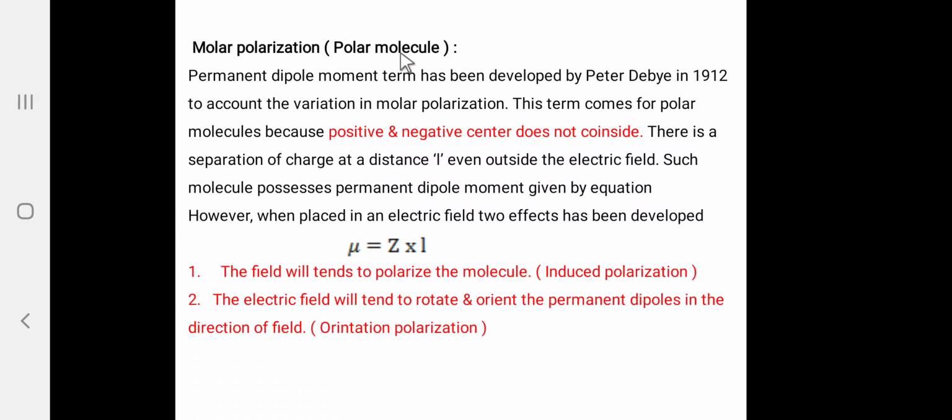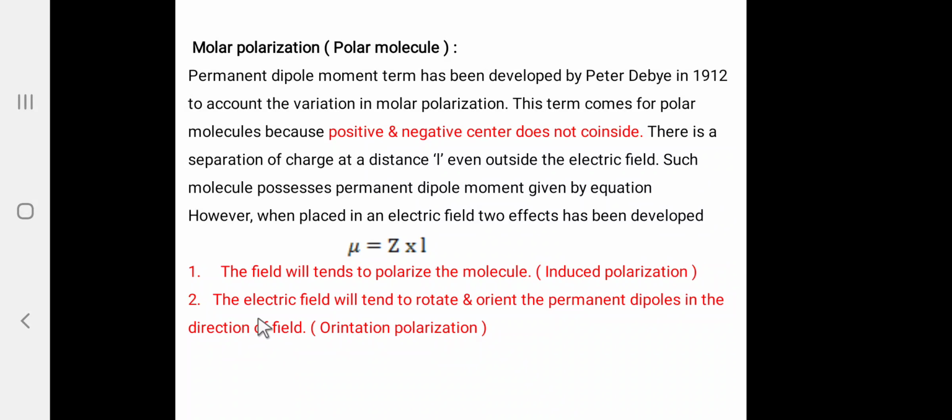In case of the non-polar molecule, when the electric field is applied, there is only induced polarization. But in case of the polar molecule, when it is placed in the electric field, two types of effects are observed. The first effect is our regular induced polarization. The field will tend to polarize the molecule, that is the induced polarization. This is the first effect.